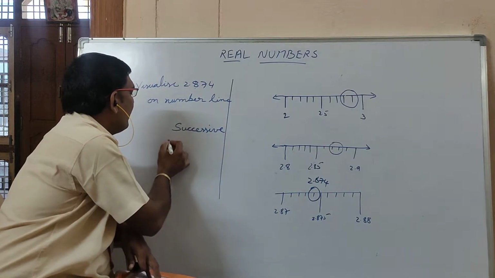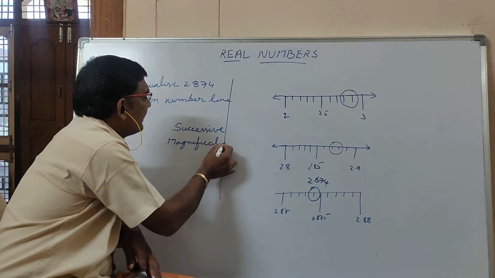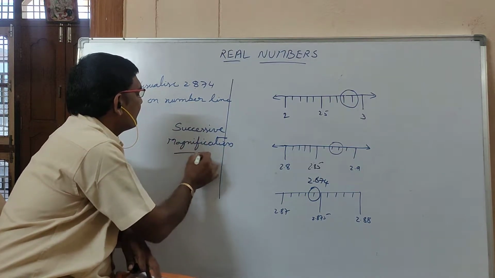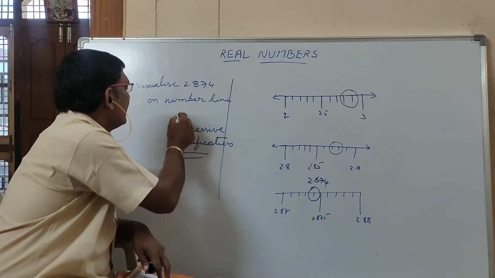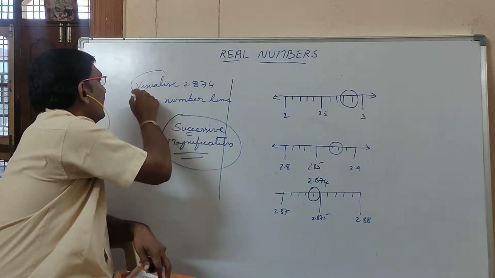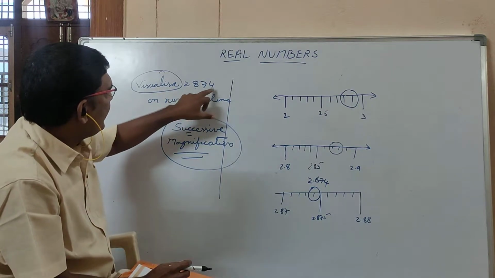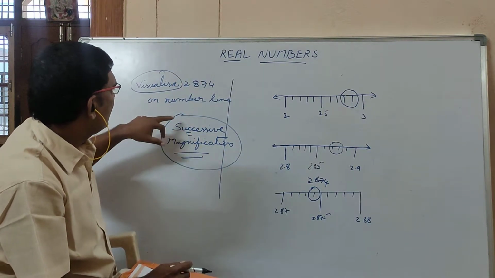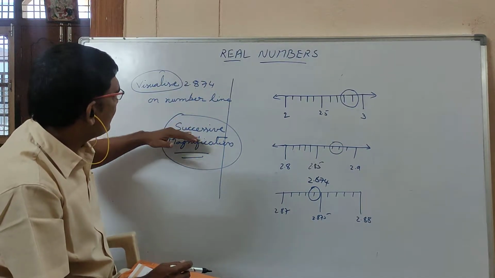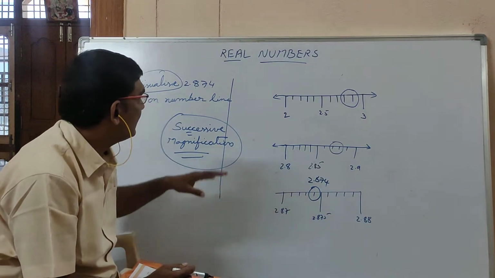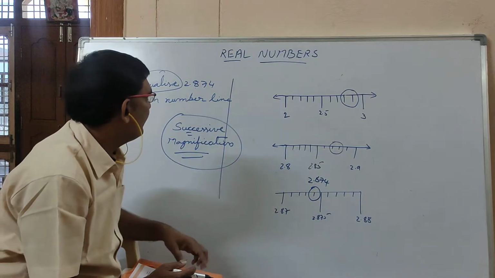Successive magnification. So what is meant by successive magnification? The meaning of this and this are the same. They can give "Visualize 2.874", or they'll ask you to do successive magnification of 2.874. So for these two, now let's see how you should do it.